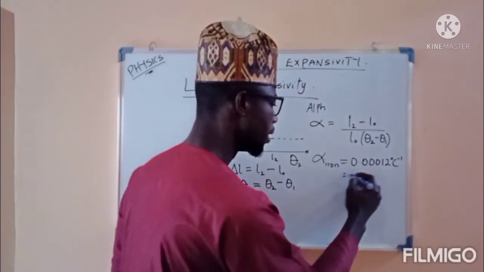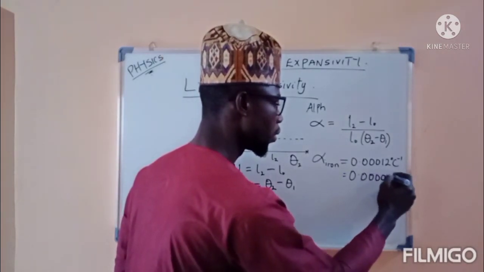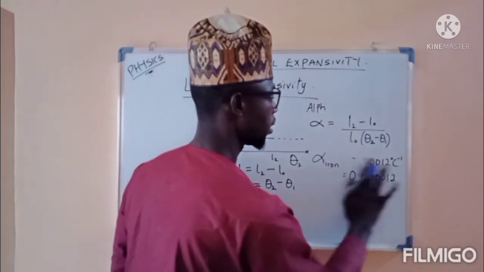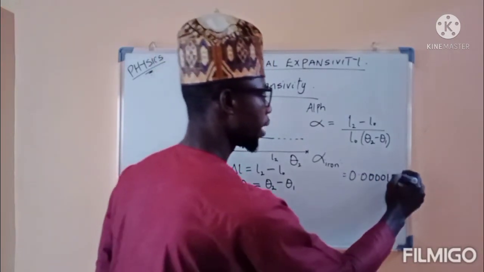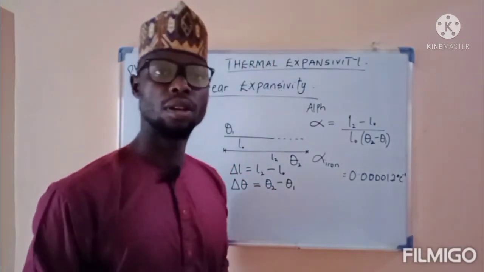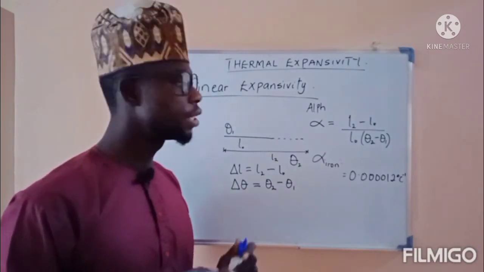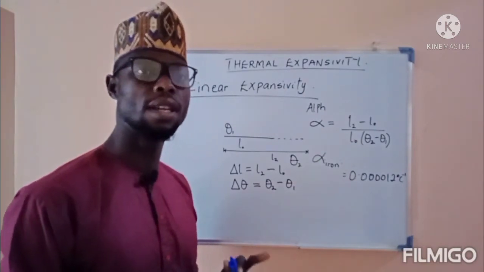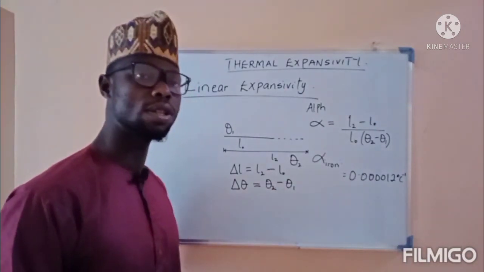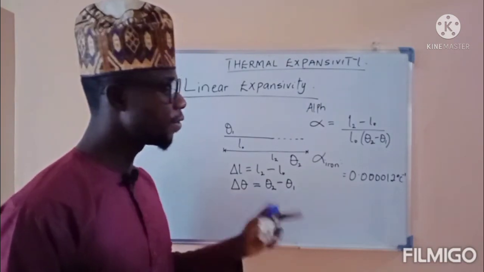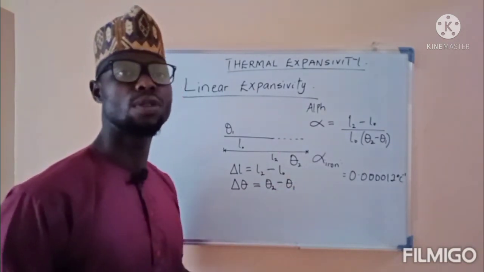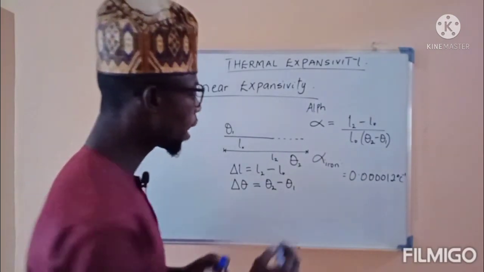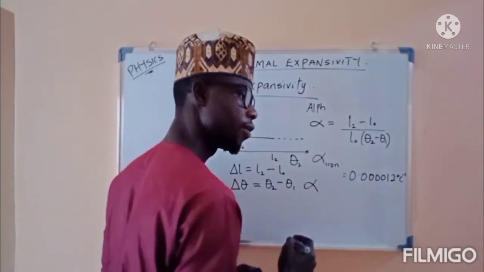Yes, I think 0.00012. 1, 2, 3, 4, 5. Yes, this is it. Per degree Celsius or per degree Kelvin. Change of unit in this does not matter. Degree Celsius and degree Kelvin is the same as the unit of what? Linear expansivity. So if you have a value that is in degree Celsius, don't bother yourself to convert to what? Kelvin. Are we together?